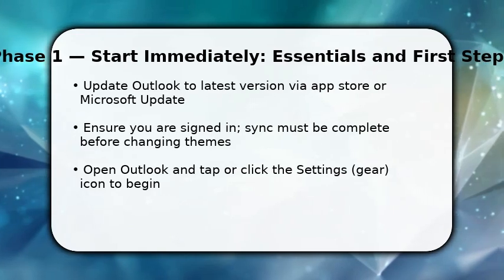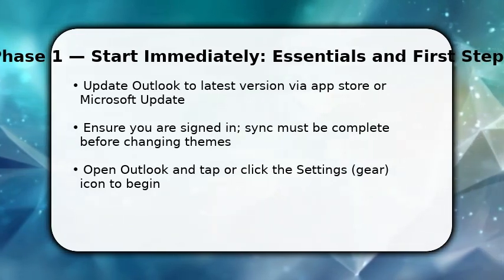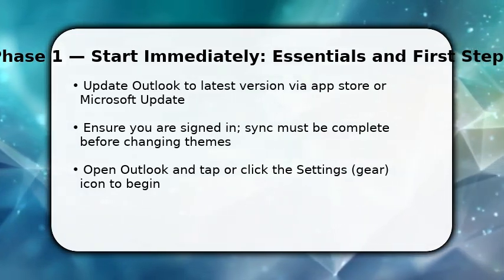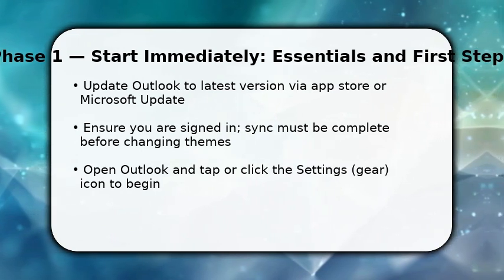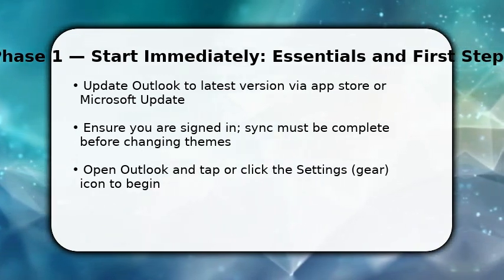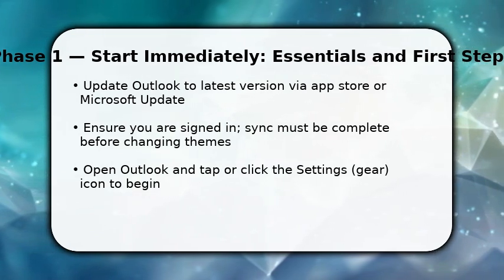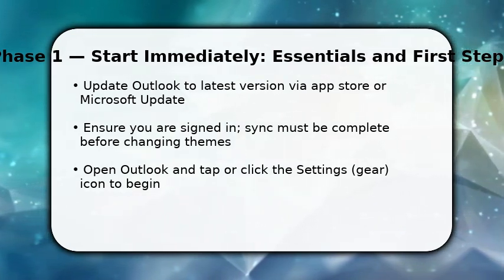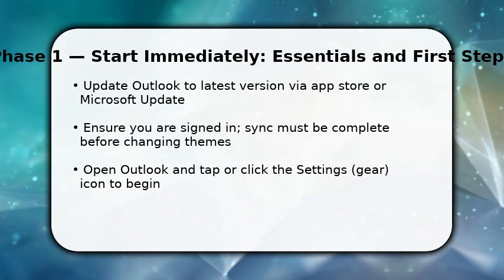You start by making sure Outlook is current and fully signed in. This avoids theme sync issues later. Once updated, open the app and go straight to Settings. Don't detour. Make sure your mailbox has finished syncing, because changing appearance while syncing can produce unexpected visuals.